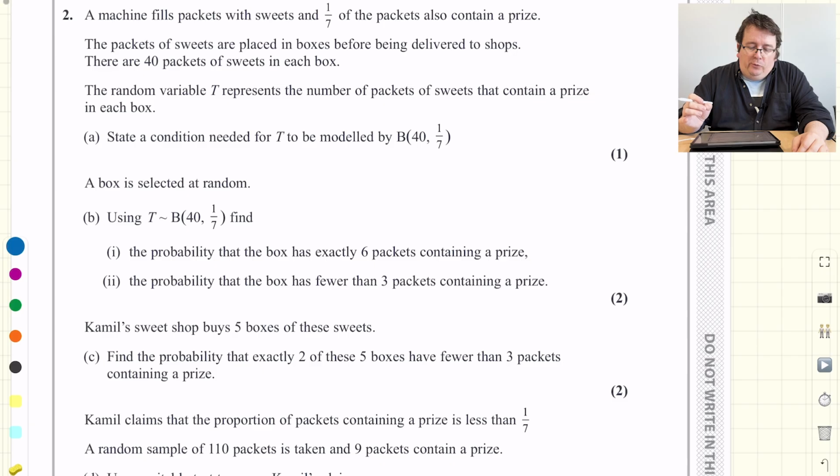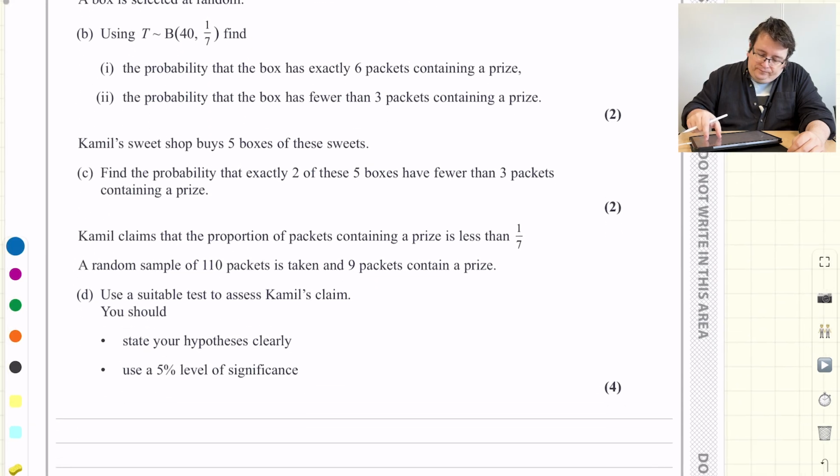So this is question number 2. A machine fills packets with sweets, and 1/7 of the packets also contain a prize. The packets of sweets are placed in boxes before being delivered to shops. There are 40 packets of sweets in each box. The random variable t represents the number of packets of sweets that contain a prize in each box. Part A, state a condition needed for t to be modelled by a binomial distribution with n as 40 and p as 1/7.